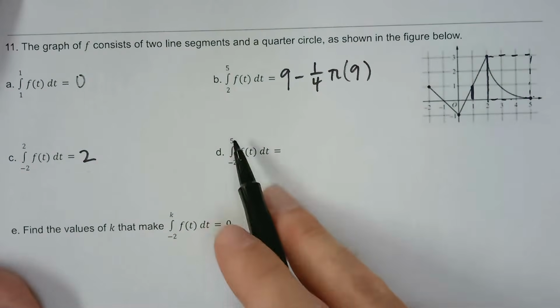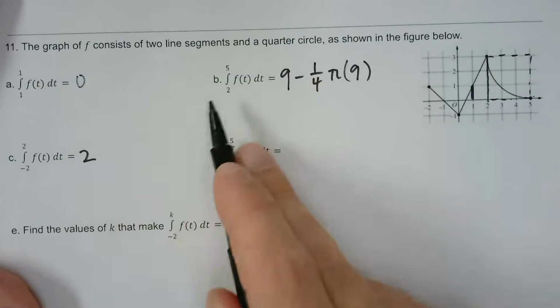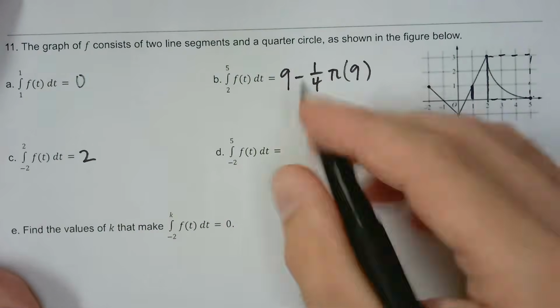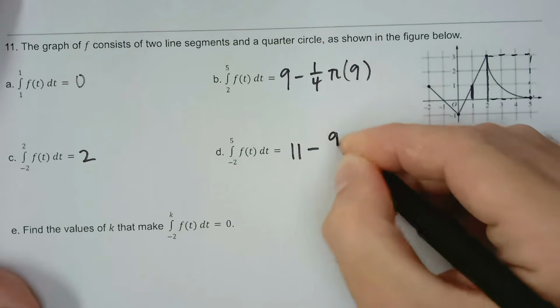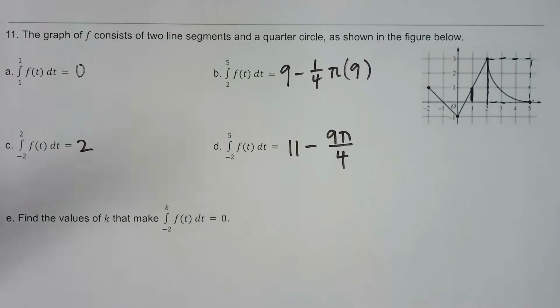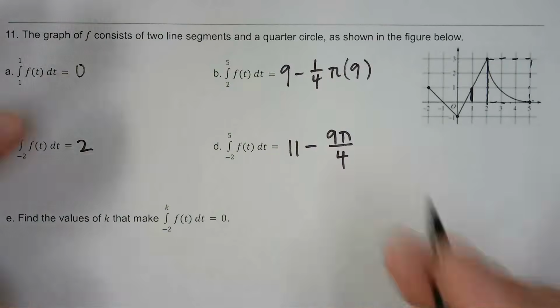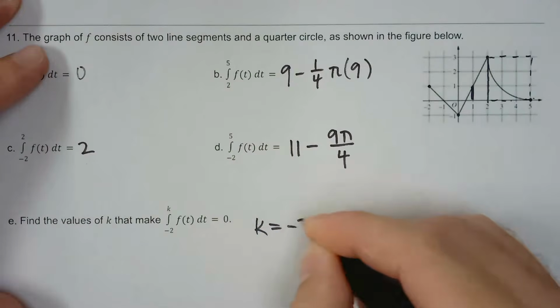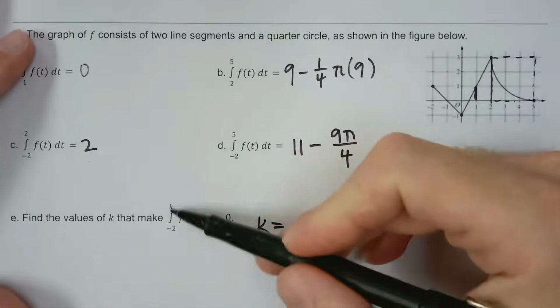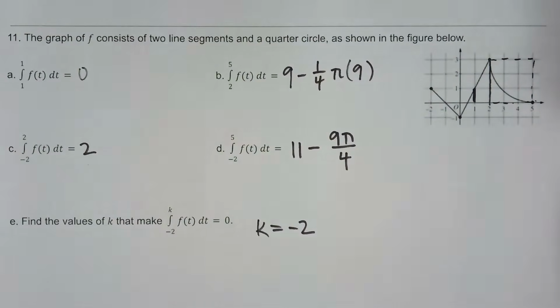And then from negative 2 to 5, well, that would be from negative 2 to 2 plus 2 to 5. So that should be 2 plus 9 minus a quarter of 9 pi. So I'm going to call that 11 minus 9 pi over 4. Now, the last problem we've got here is find the values of k that make the integral from negative 2 to k of f of t dt equal to 0. Well, one I know immediately is k equals negative 2, right? Because as I showed you up there, the integral from anything to itself has to equal 0. But I think we saw there's another place where this could happen.